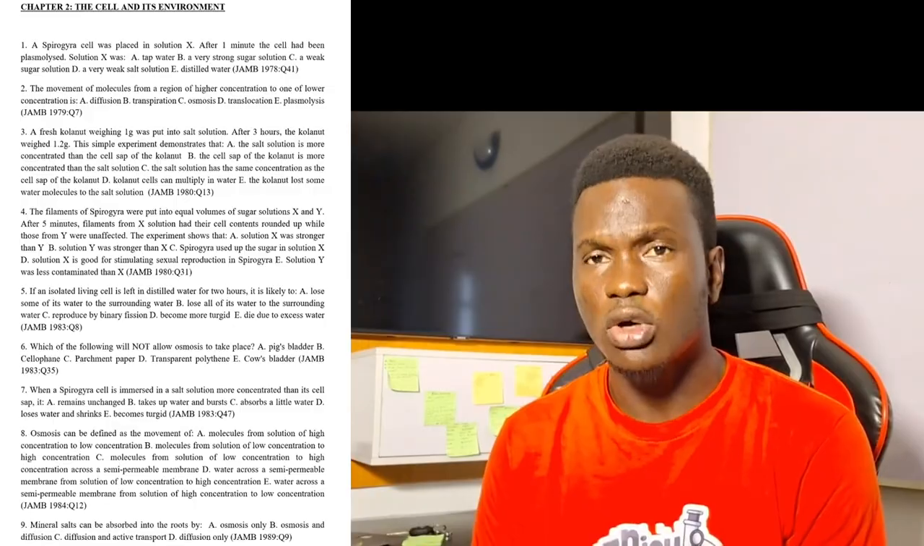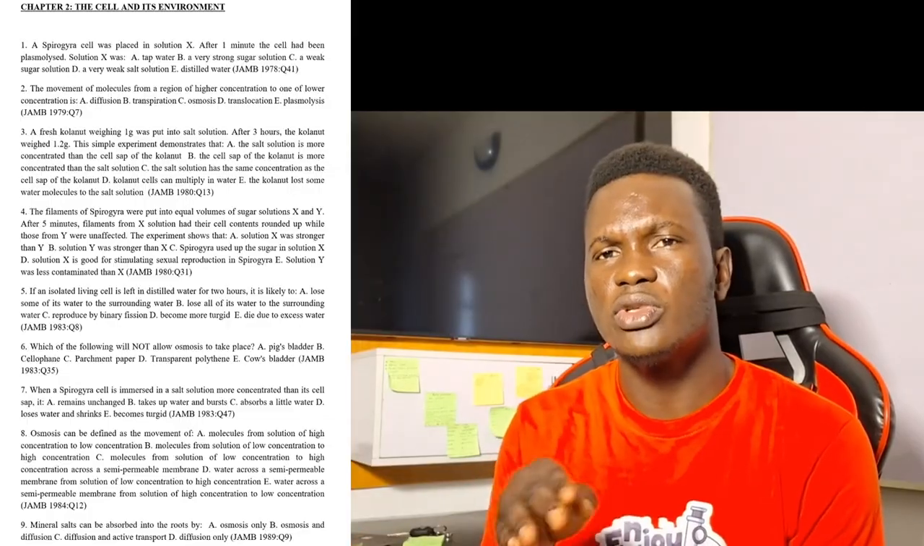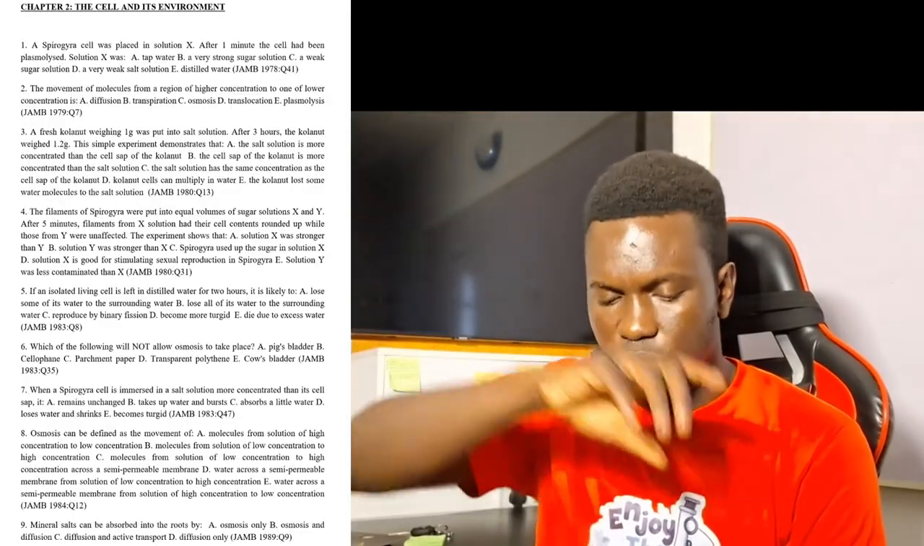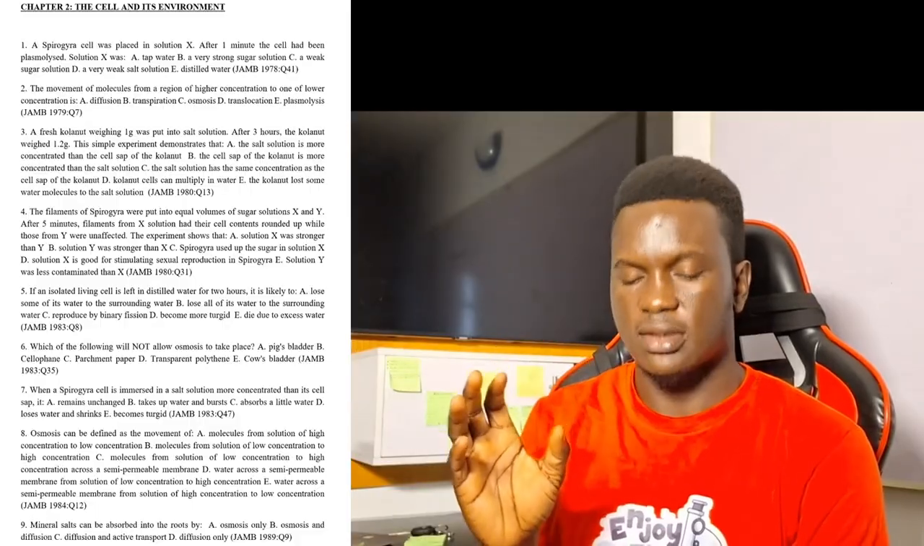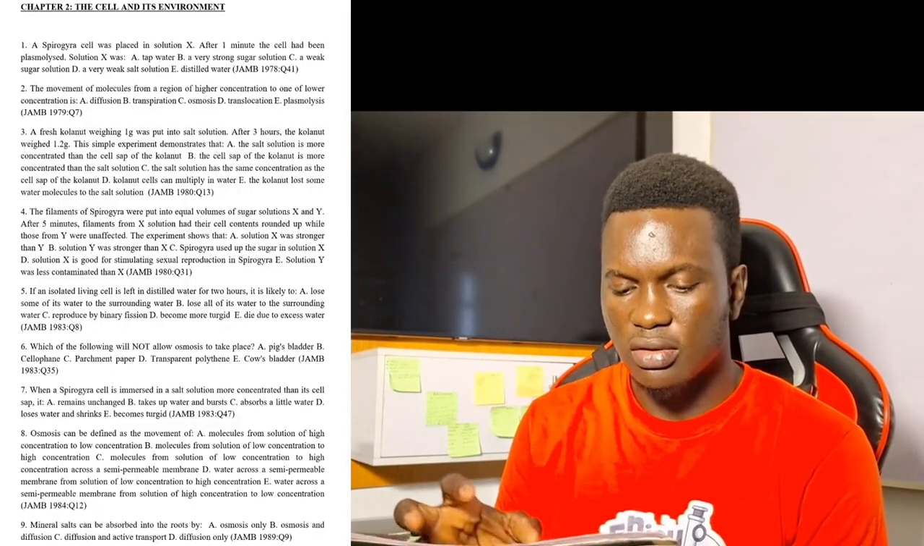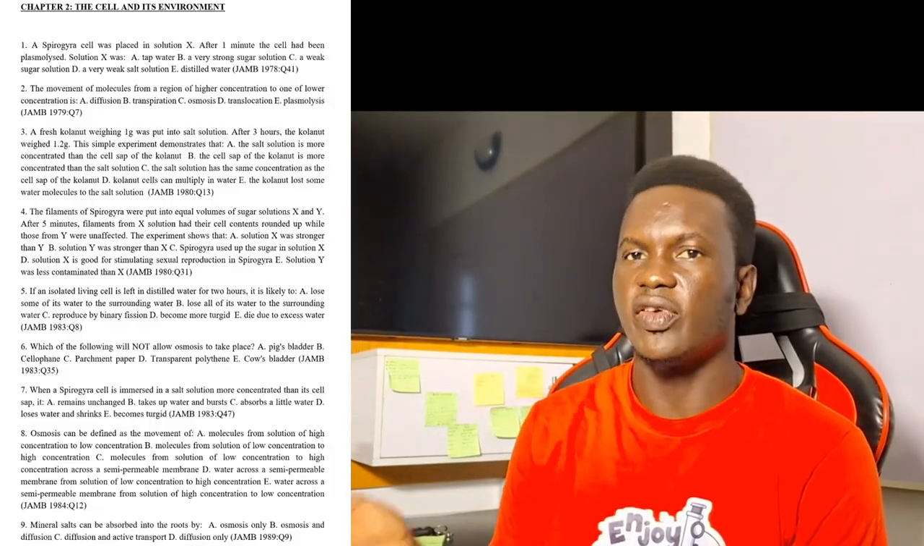Number 4, the filaments of Spirogyra were put into equal volumes of sugar solution. So you take Spirogyra and put it in equal volumes of sugar solution. After 5 minutes, filaments from X solution had their cell contents rounded up and shrunk, while those from Y were unaffected.